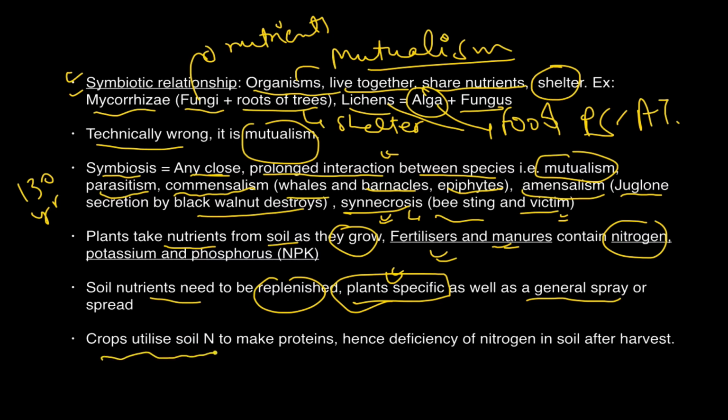Now finally, crop will utilize soil nitrogen to make proteins, hence deficiency of nitrogen will happen in soil after the harvest.